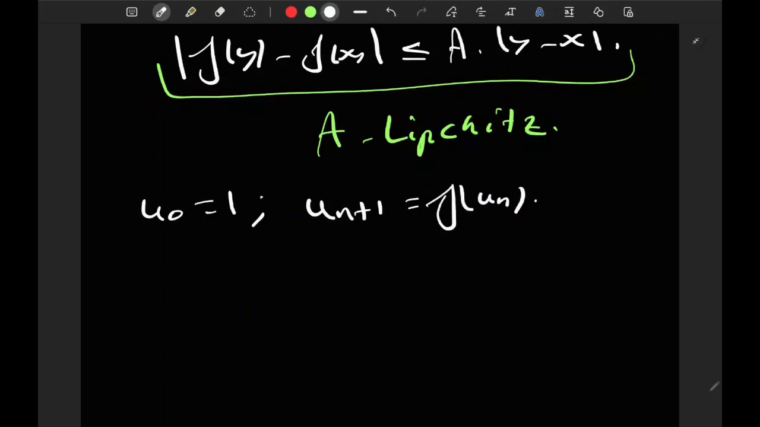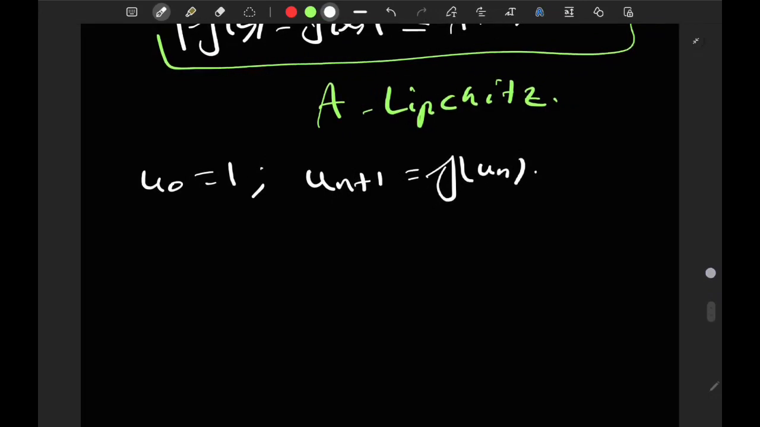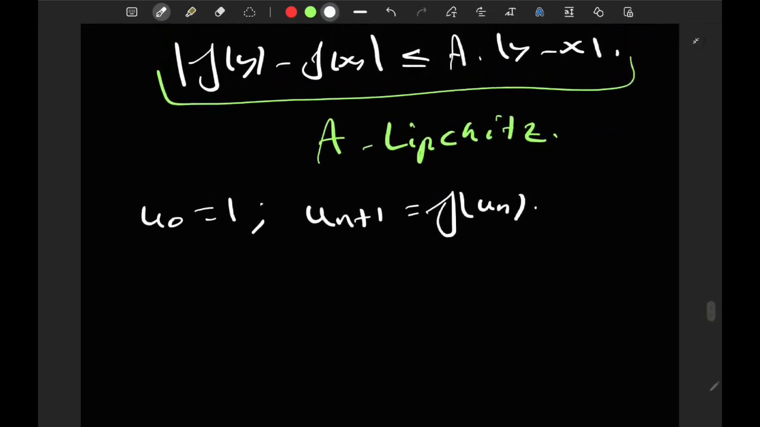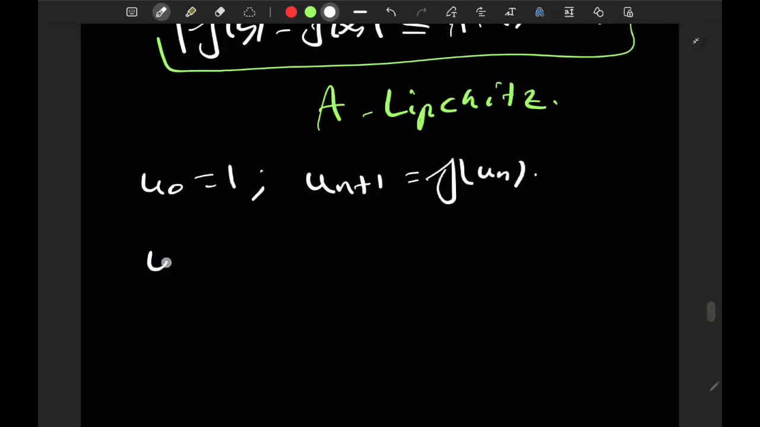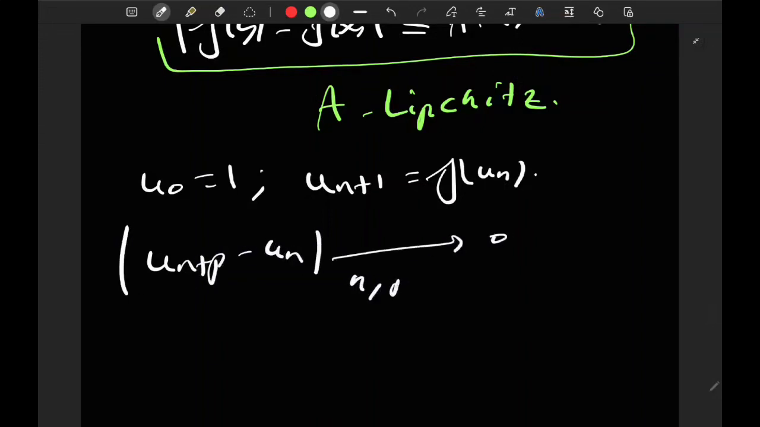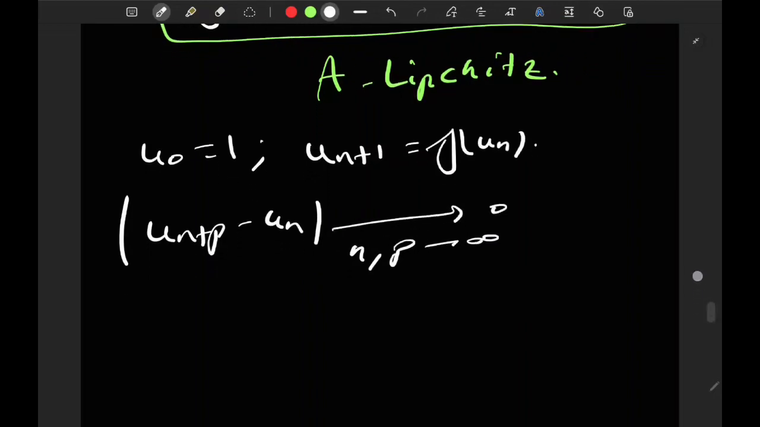We just need to prove that it converges, and for that it's enough to prove that it's Cauchy because we're inside a Banach space. R is a Banach space. Okay, so let's try to prove that this is a Cauchy sequence. Naturally I would want to look at the difference u_{n+p} minus u_n. I want to prove that this goes to 0 as n and p go to infinity, right?